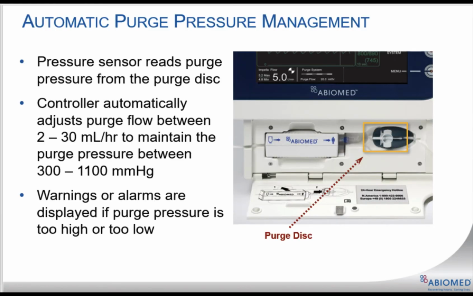The pressure sensor on the controller reads purge pressure from the purge disc and automatically adjusts the purge flow to keep the purge pressure within the specified range. The automated Impella controller issues warnings if purge pressure is too high or too low, or if it detects a blockage.